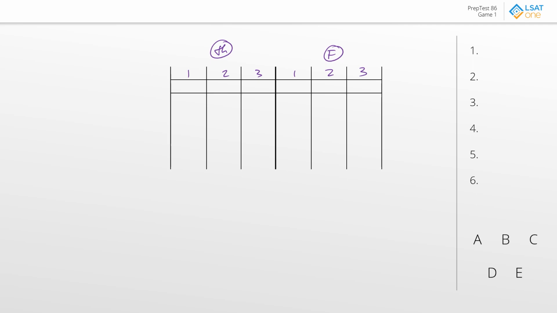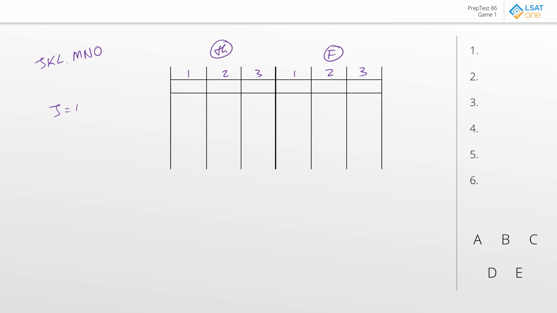We have the elements themselves, which are J, K, L, and then we have M, N, and O. And then we have the rules. So the first rule tells us that J has to be at 1 o'clock, which basically just means that obviously he's going to be in one of these 2 positions. We don't quite know which one. Next, M and N will have to lecture on the same day as each other.